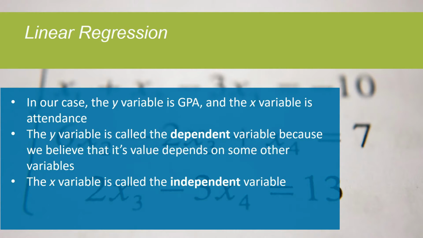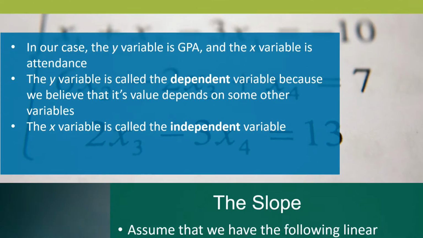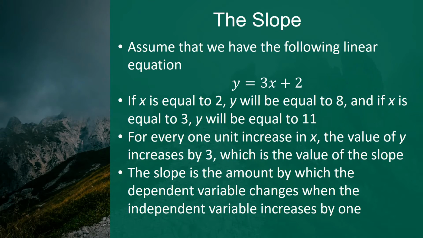So as we were saying, we use linear regression in order to find the parameters a and b in the equation y = ax + b. In our example, y is the GPA and x is the attendance grade. Now, we said that the concept of the slope, which is a, is very important. This is why I would like to explain what it means using an example.